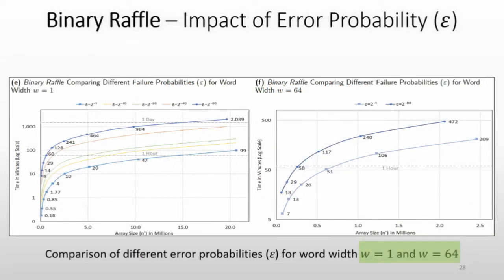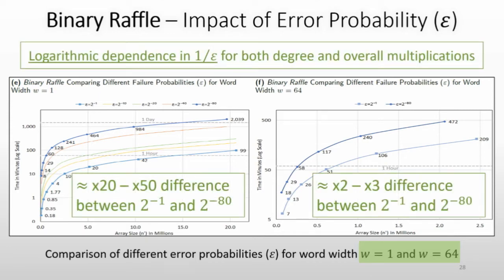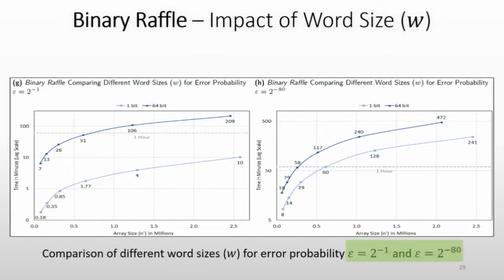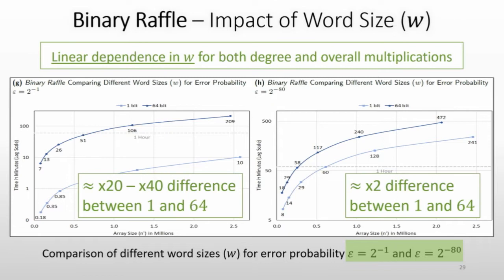If we look at the impact of the error probability on the runtime, we performed several experiments with different error probabilities, and we indeed verified that there is a logarithmic dependence in 1 over epsilon for both the degree and overall multiplications, as we stated previously in the equations that we've seen. And in a similar manner, the impact of the word size, here the word sizes are 1 bit and 64 bits. Again, we see a linear dependence in the word size for the runtime and its effect on the degree and overall multiplication.